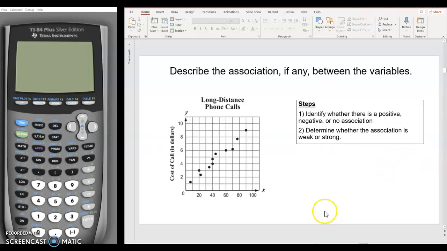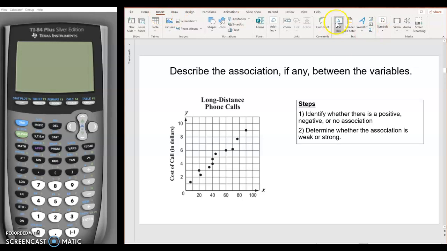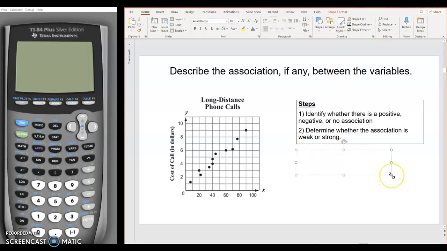So let's look at this example and describe the association between the variables. If we look at this, we can see here that the values increase as we go left to right. So if the values increase, we know that we have what's called a positive association. Now we need to determine the strength of the association. Notice that these points pretty closely approximate a line. So I would say that this is overall a strong positive association.